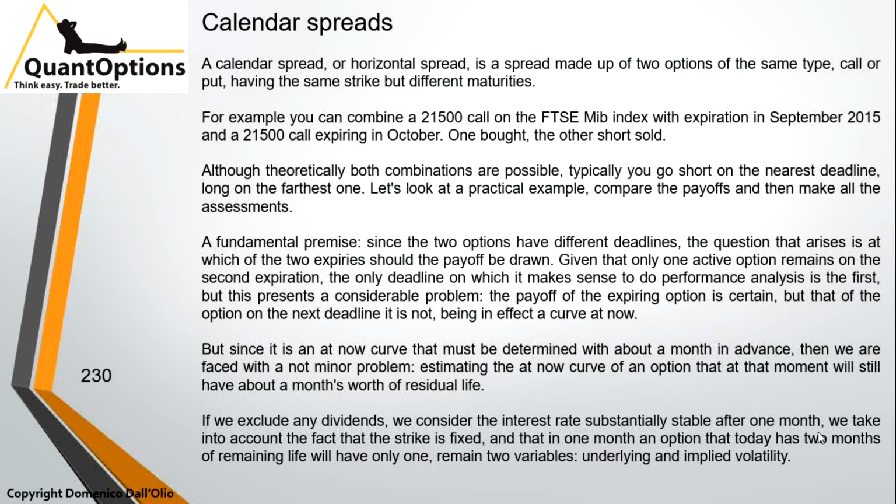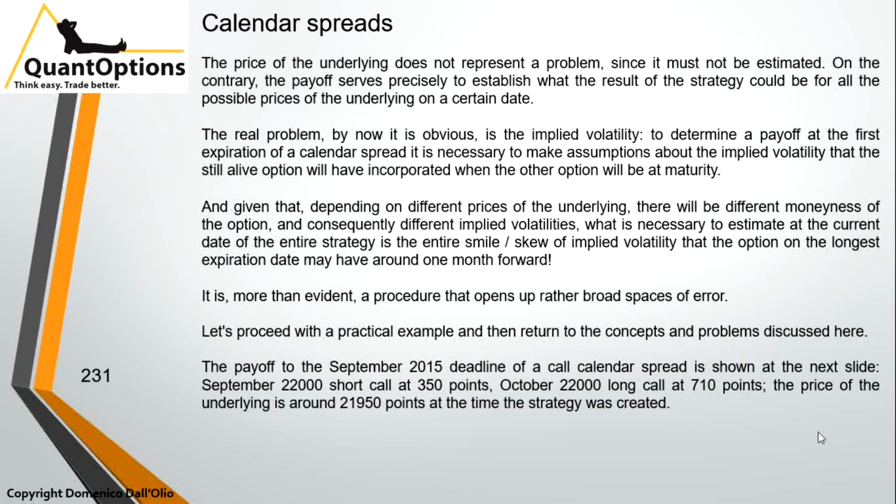If we exclude any dividends, we consider the interest rate substantially stable after 1 month. We take into account the fact that the strike is fixed and that in 1 month an option that today has 2 months of remaining life will have only one left. Remain two variables, underlying and implied volatility. These are the two variables we have to deal with. The price of the underlying is not a problem since it must not be estimated. We draw the payoff for all the possible values of the underlying and that's it.